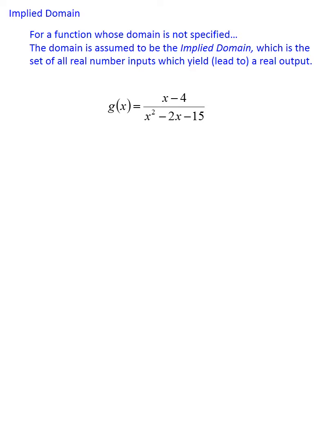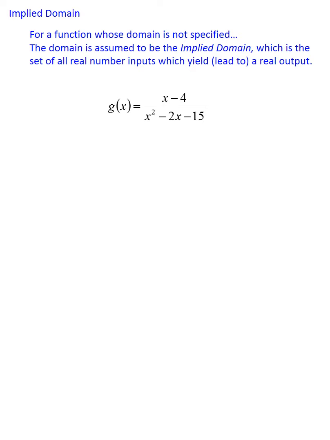So, for example, if x were 5, I recommend pausing the video here and plugging in x equals 5 to this formula. In other words, find g of 5 and hit play when you're ready. What you should have found when you plugged in 5 for x is 1 over 0. But 1 divided by 0, or anything divided by 0, doesn't exist in the real numbers. And so x can't be 5 as an input to this function because it wouldn't give us a real output.